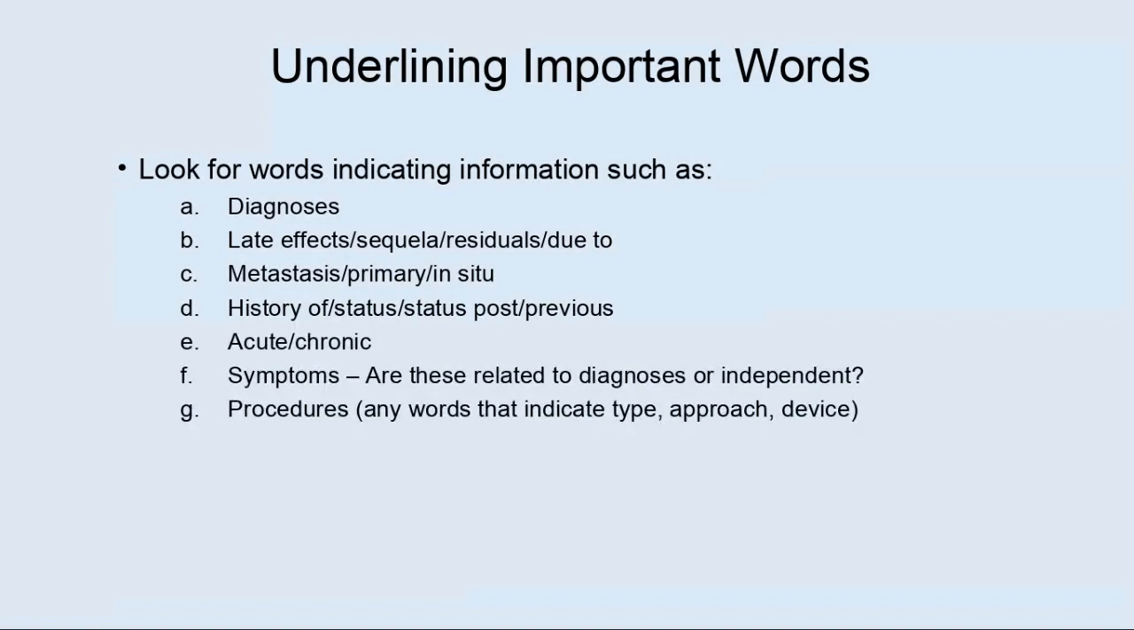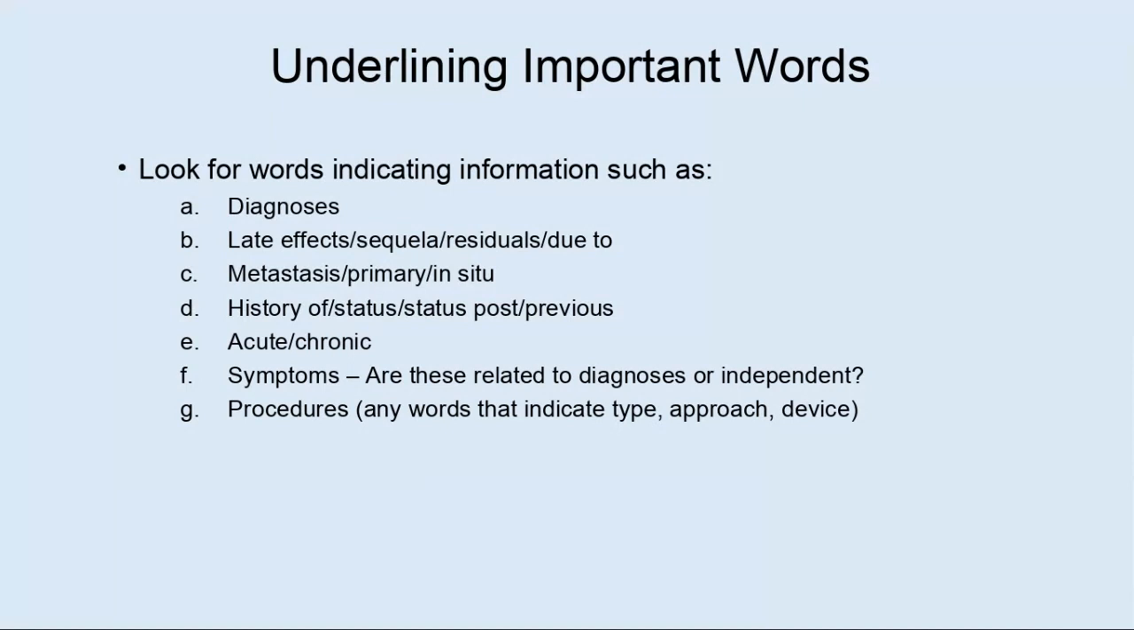Okay, so the first step is underlining important words. Operative reports typically include a lot of information that will not affect the code or the codes chosen. By underlining words, you pull out the information you need and don't have to read the report over and over again to make sure that you've got everything covered.